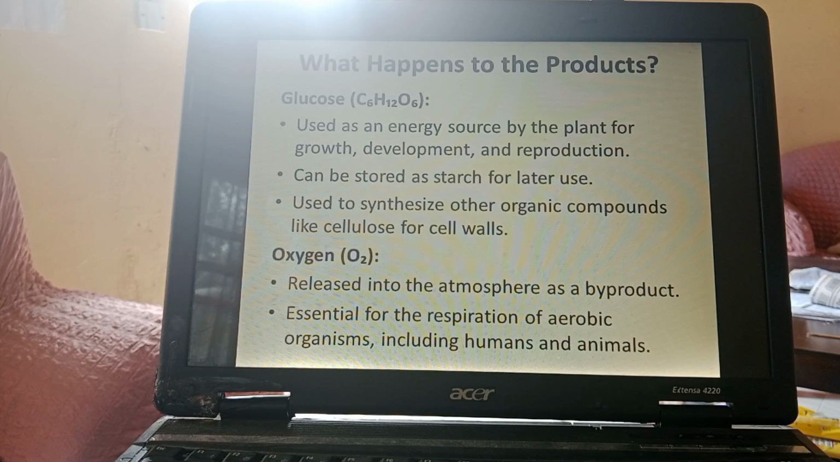It can also be stored as starch for later use. It can be used to synthesize other organic compounds like cellulose for cell walls. Oxygen. This is released into the atmosphere as a byproduct, essential for the respiration of aerobic organisms, including humans and animals.